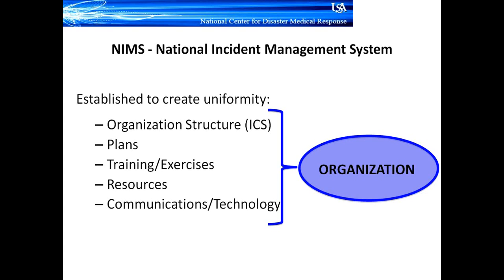Resources is a big, big piece of NIMS. And then the 4th is the communications and the technology. Everybody is required to have some sort of communication systems in place. And in Alabama, we have a system called the Alabama Incident Management System. It's an electronic reporting system, and every facility in our state is free to use that. And we'll talk about AIMS in a little bit.